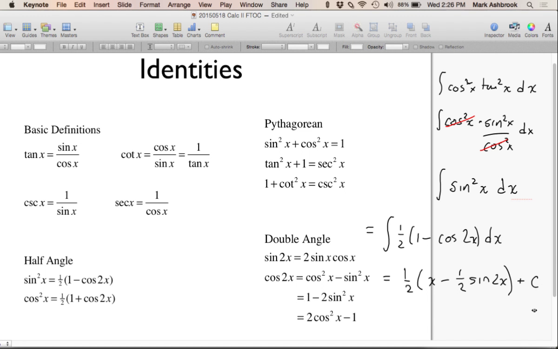So here we use the identity for tangent squared. That got us the cosine squareds to reduce away, leaving us sine squared. And this is just saying you have to remember, for the integral of just plain sine squared or just plain cosine squared, use a half angle identity. Use a half angle identity. You just got to remember that.